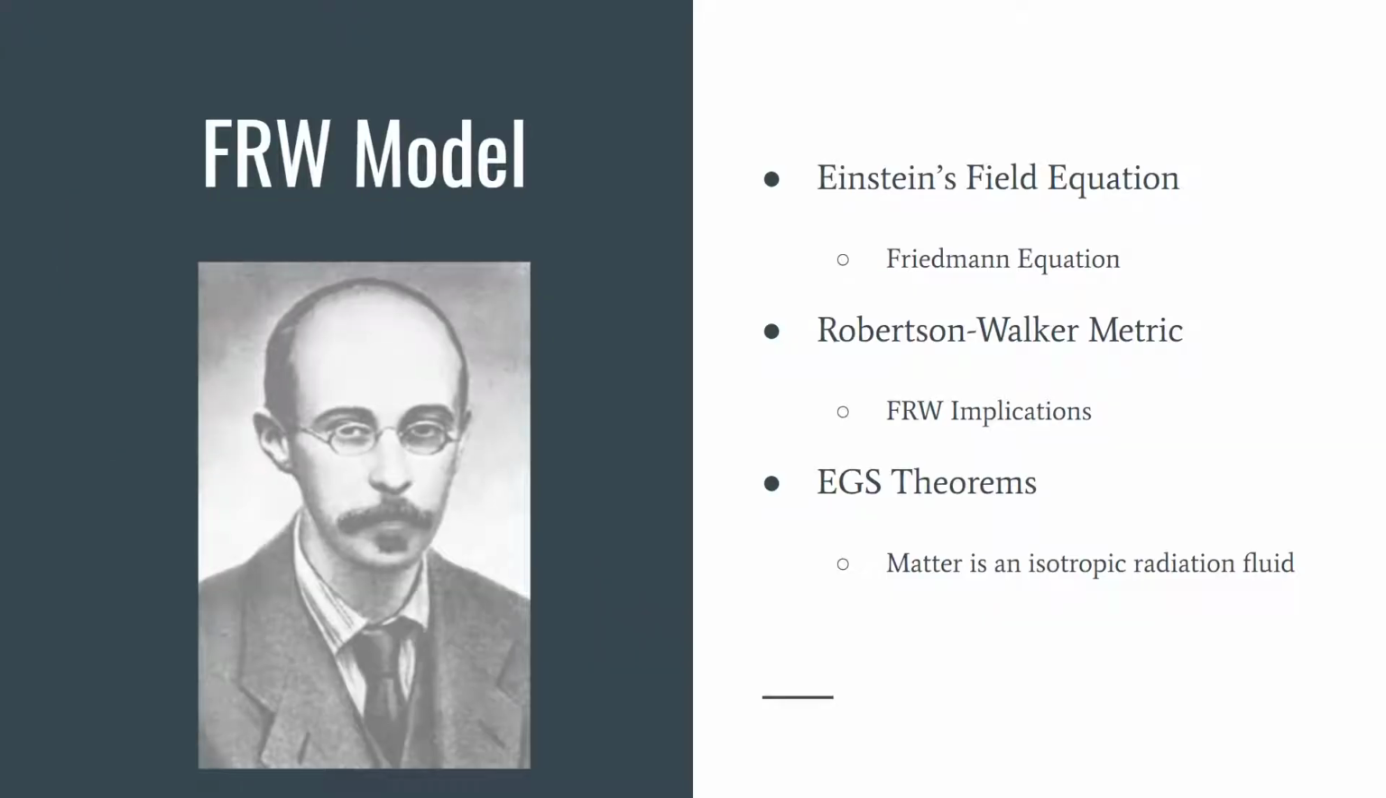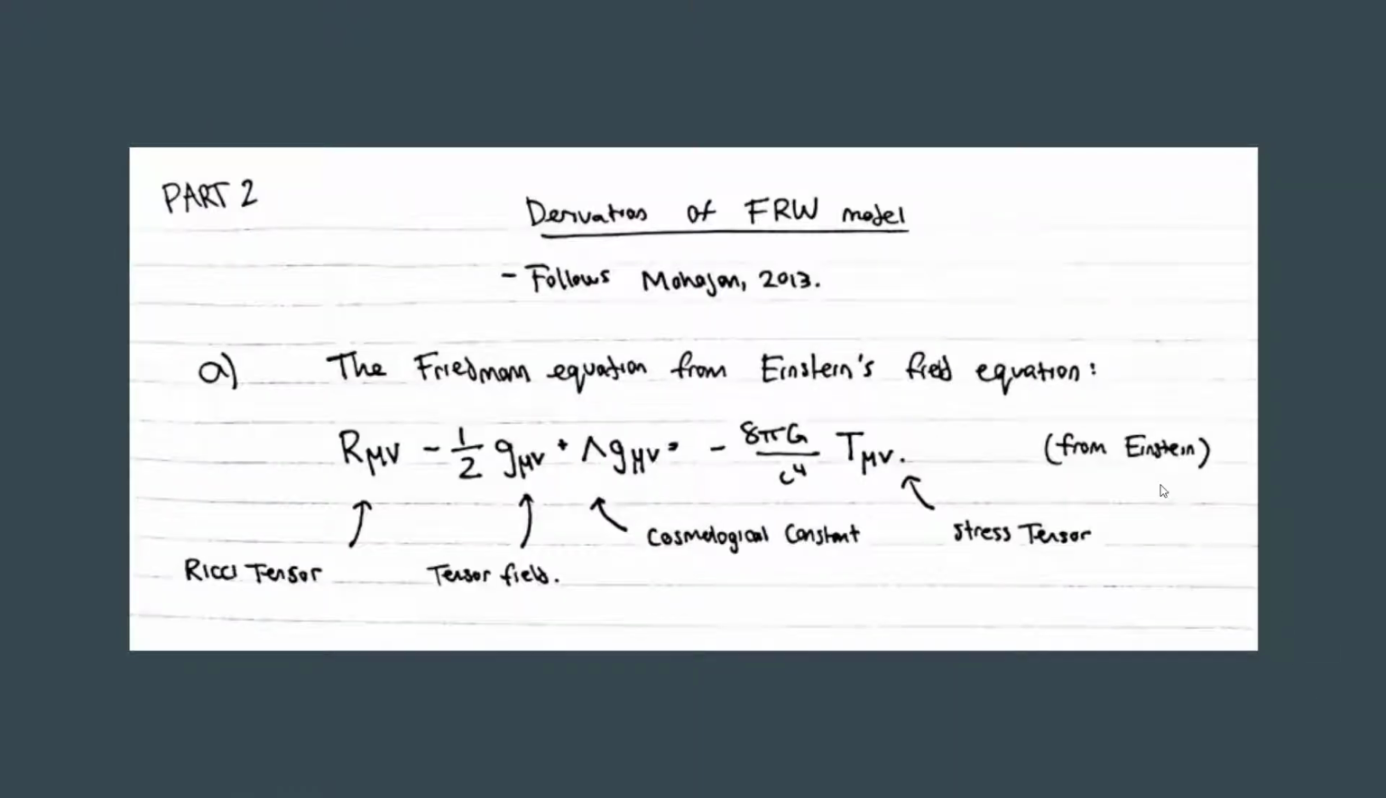Next, I will introduce the Friedmann-Robertson-Walker model, its various components, and its mathematical solutions. I will reveal through the work of Ehlers, Geren, and Sachs that the FRW model depends on the isotropy of matter in the universe. Here we observe the derivation of the FRW model following the method of Mohajan 2013. First, we begin with the Friedmann equation from Einstein's field equations of general relativity.